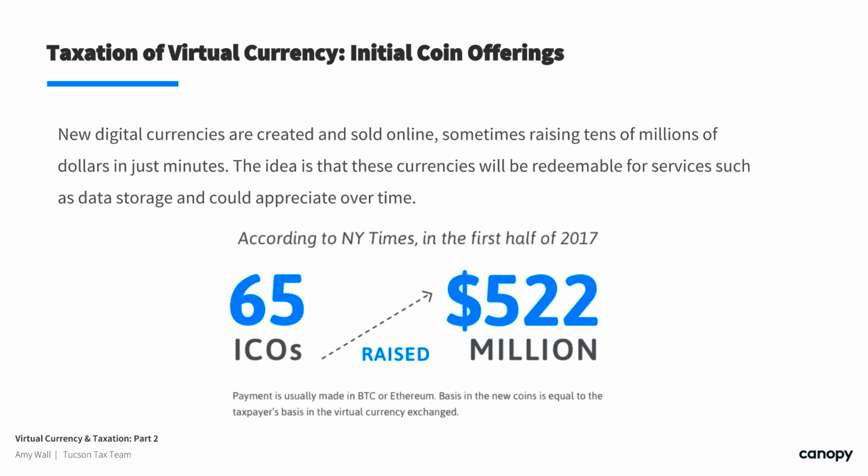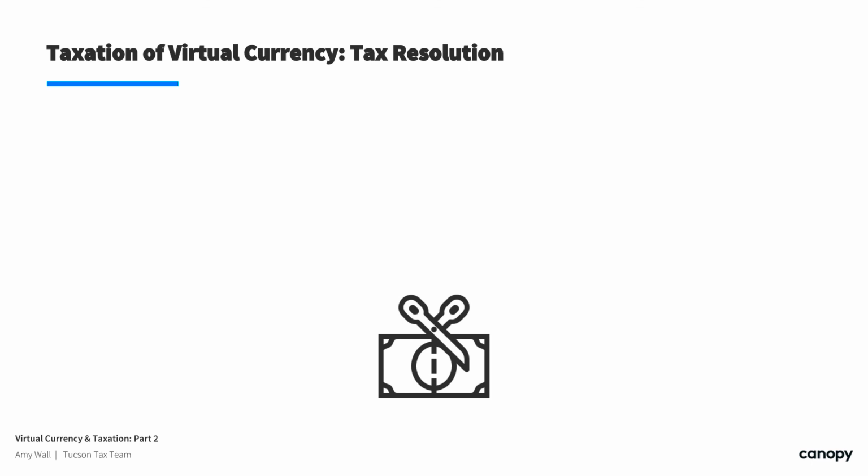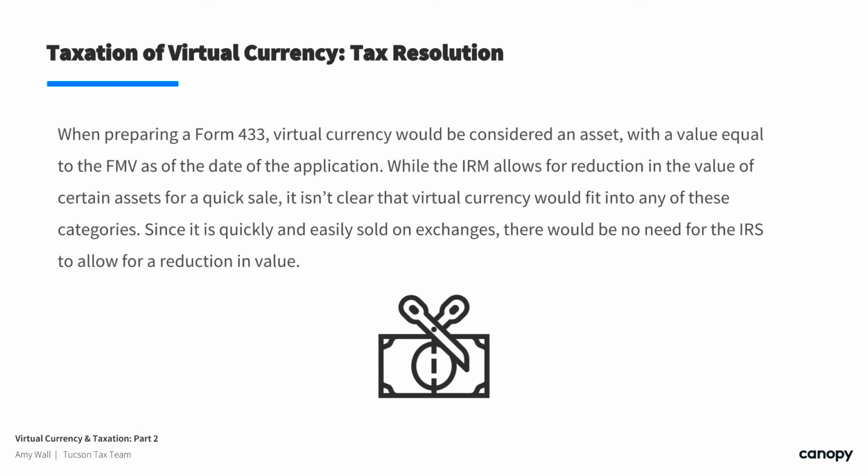Okay, finally, tax resolution. So it's going to come a time when you're preparing a Form 433 for a client in tax resolution. And virtual currency, of course, is just an asset with the value equal to the fair market value as of the date of the application for when you're signing Form 433. Now, the Internal Revenue Manual allows for reduction in the value of assets for a quick sale, but it's certainly not clear that virtual currency would fit into a reduction in value. I don't think you'd get to reduce the value of it for a quick sale, because honestly, you could sell it in 3 minutes on your exchange.